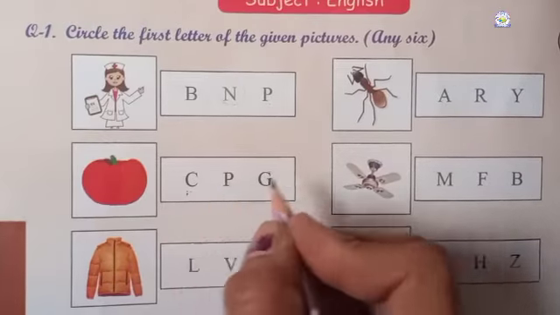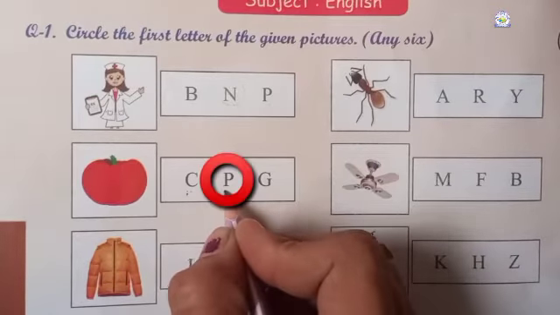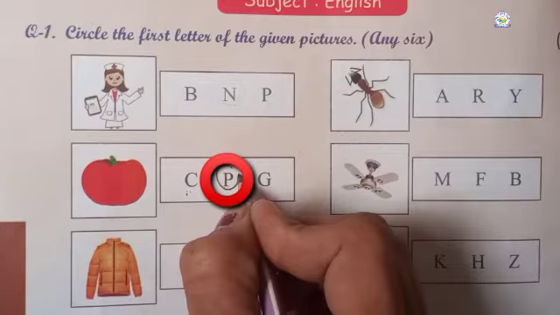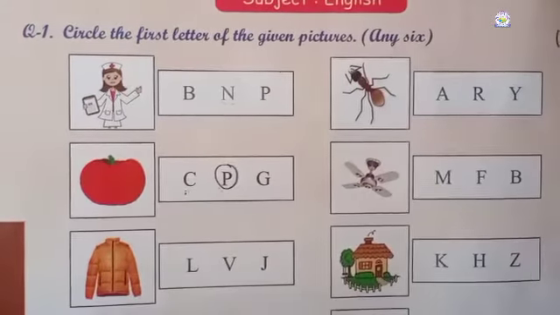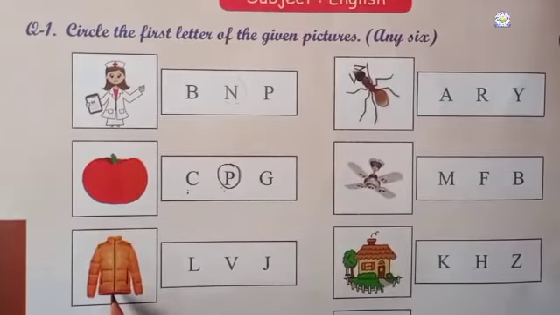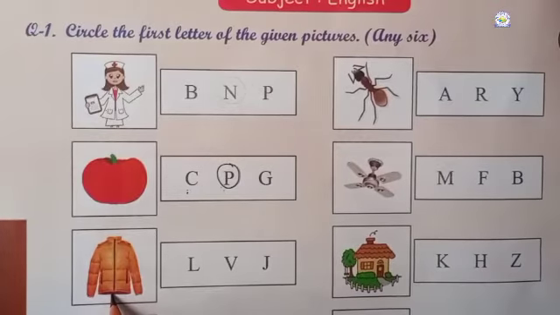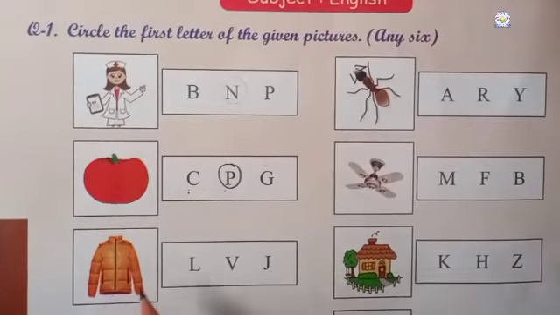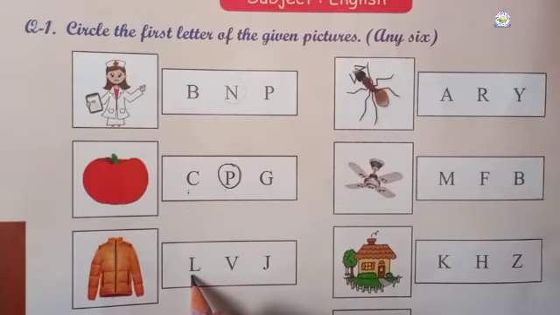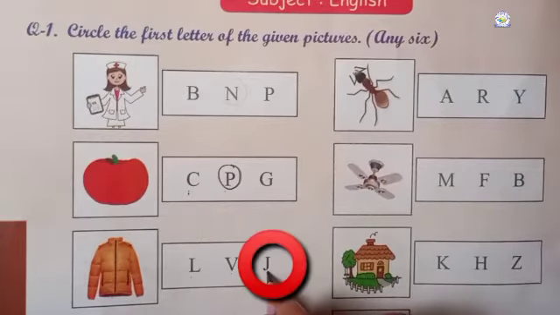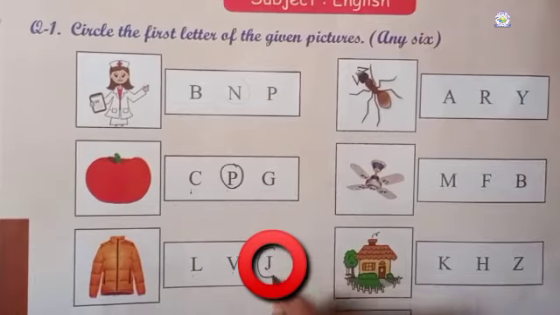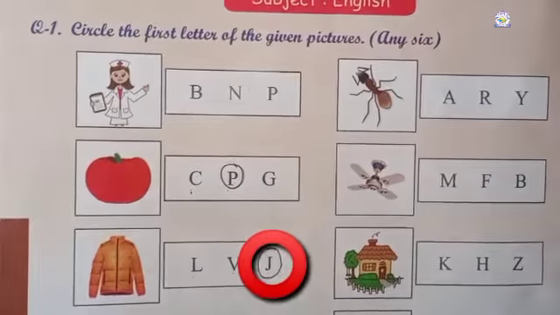This is C. This is P. So we have to circle the P letter. This is G letter. See the next picture. Which picture is this? Jacket. J for jacket. So we have to circle J. This letter is L. This letter is V. This letter is J. So we have to circle it.